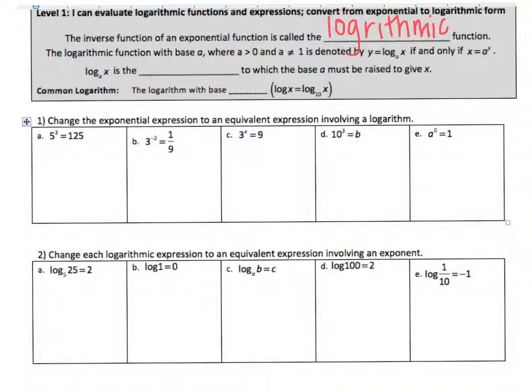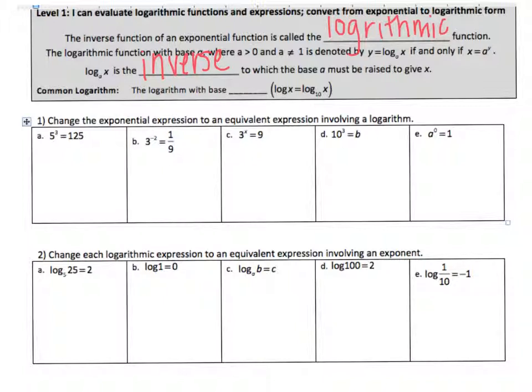And the logarithmic function with base a, where a is greater than 0 and a does not equal 1, is denoted by y equals log a of x. It's fancy language, okay? I'm going to make this very simple for you. So log a of x is the exponent to which base a must be raised to give x.